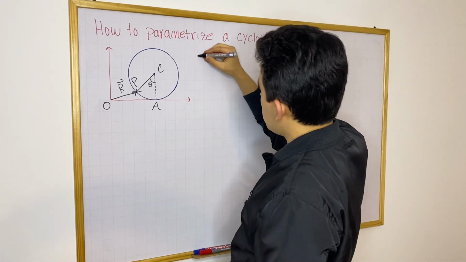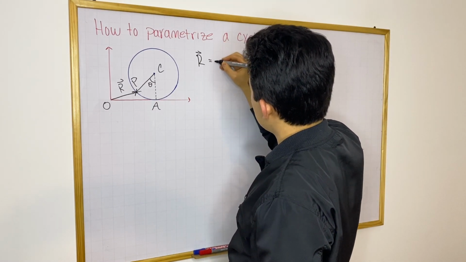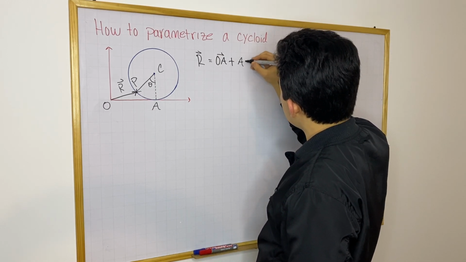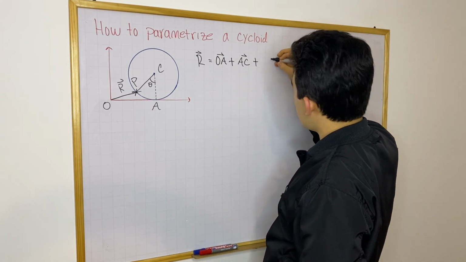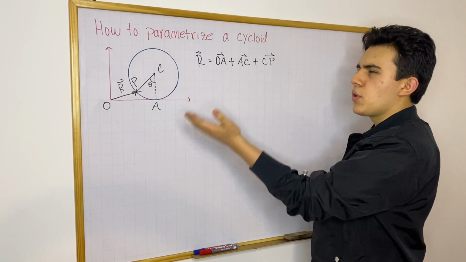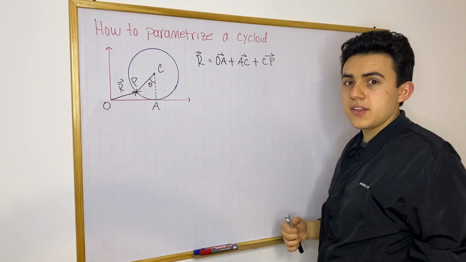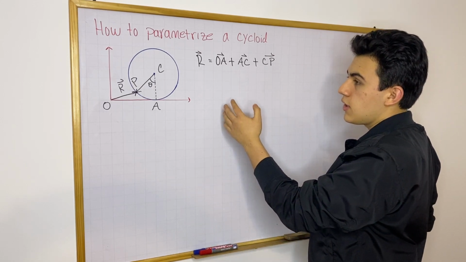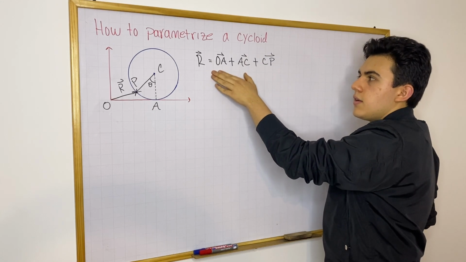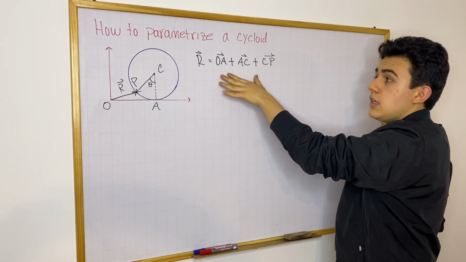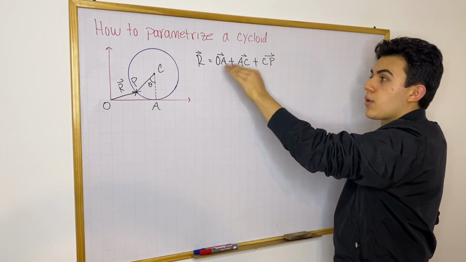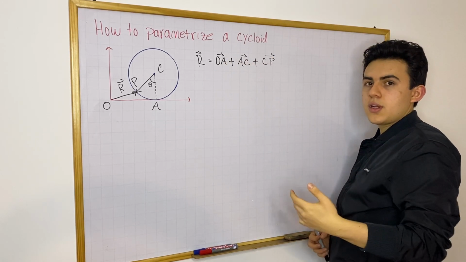So let's write that equation. R is going to be equal to OA plus AC plus CP. Now, what I said at the beginning, I probably didn't phrase in the best way possible. What I wanted to say is that we're not going to find R directly. We're going to find things that are equal to R. The addition of these three vectors will give us R. So instead of finding R, we're going to find these three vectors and then add them up.